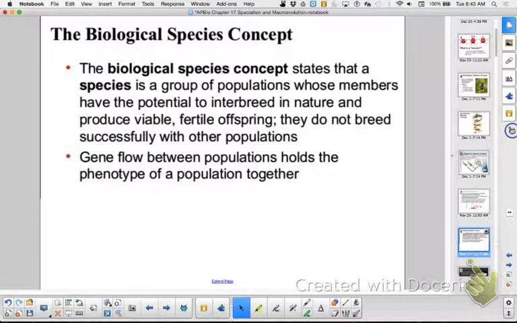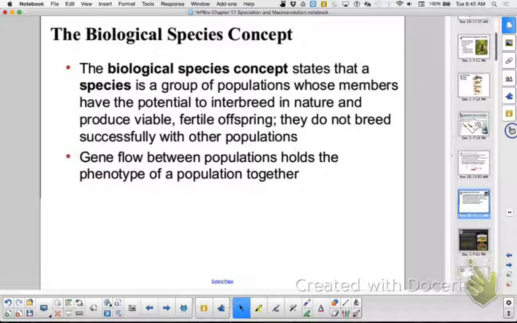Physiological, what does that mean? Yeah, body shape, right? Behavioral: you could look very similar, but you don't know the traits or the ways to act in order to induce that breeding. Or genetic: your chromosomes don't line up. The disadvantages: it cannot always be tested in nature, and it cannot be applied to asexual organisms.